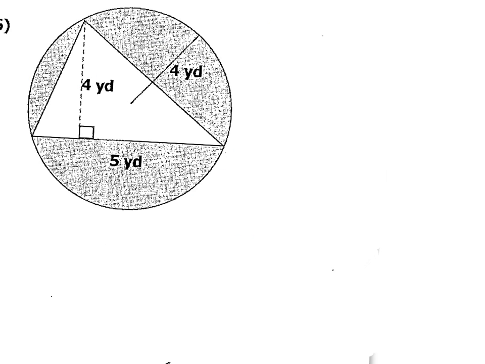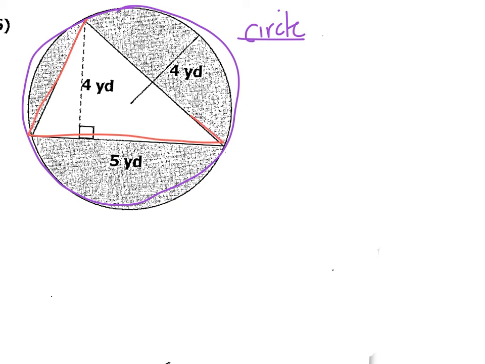All right, our example. So again, we're going to break it down into the pieces that we see. The first thing I see is the circle on the outside. And the second thing I see is the triangle on the inside.